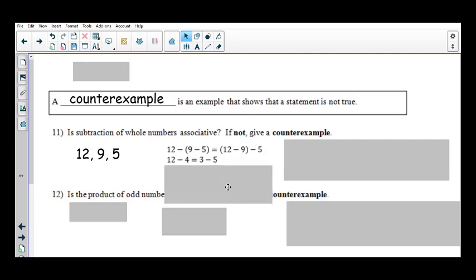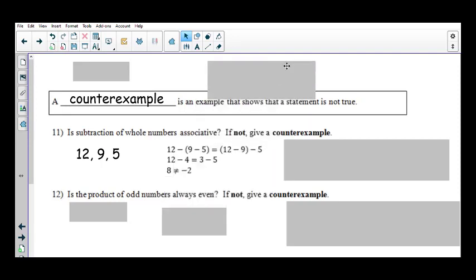So the left-hand side, if I do 9 minus 5, I get 4 using the order of operations. So on the left-hand side, I've got 12 minus 4. On the right-hand side, 12 minus 9 is 3, so I've got 3 minus 5. Well, 12 minus 4 is 8. 3 minus 5, we haven't talked about negatives yet, but 3 minus 5 is not 8. It is negative 2. So that statement is not true. That, in fact, is a counterexample. It proves that the subtraction of whole numbers is not associative.